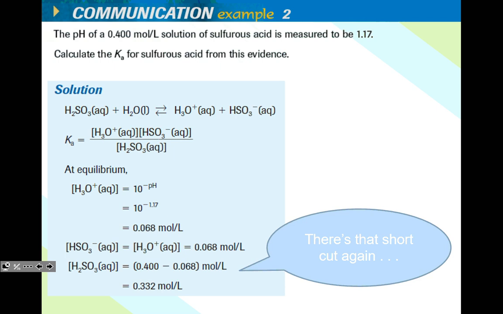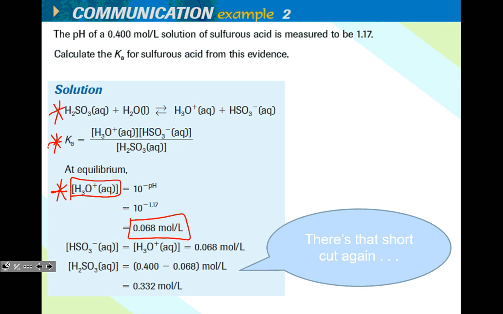The pH of a 0.400 moles per liter solution of sulfurous acid is measured to be 1.17, so we have the pH, great. Calculate the Ka for sulfurous acid from this evidence. So again, to repeat, write out your equation. Basically what you're doing is just reacting your acid with water to form hydronium ion and your anion, right? You have your Ka, which is your products, your ionized form of the acid over your acid itself, or the reactant. We know how to go 10 to the power of negative pH to change the pH to the concentration, right? And that's going to get you the hydronium ion concentration.